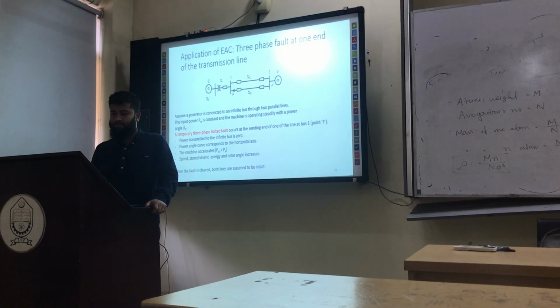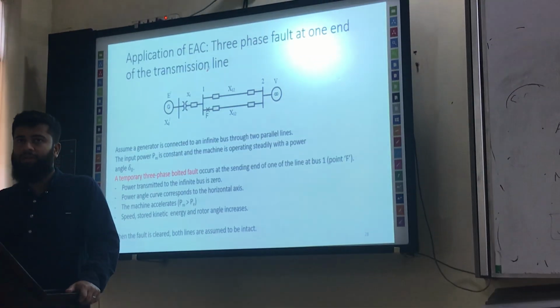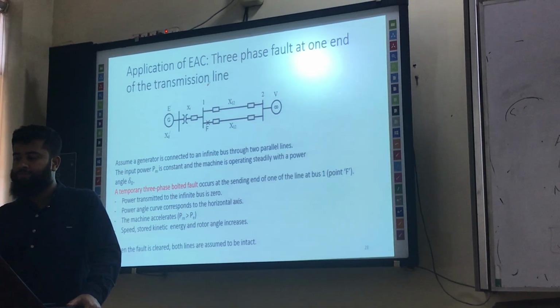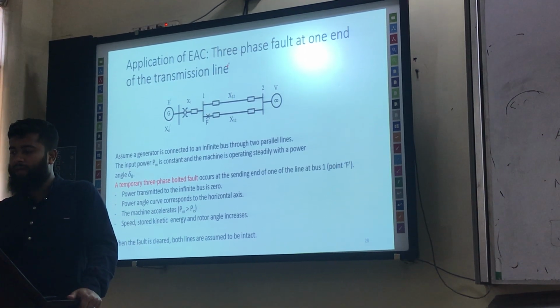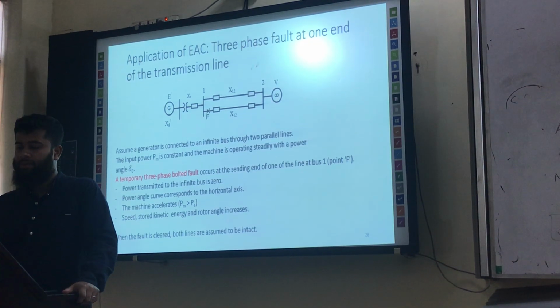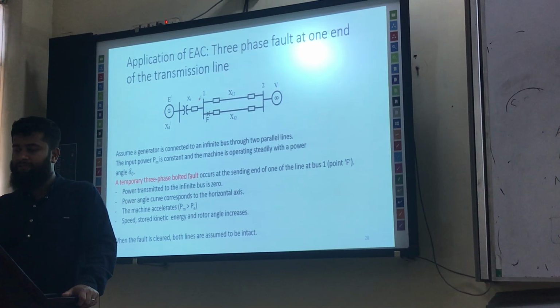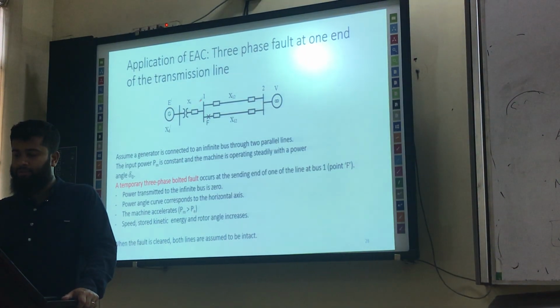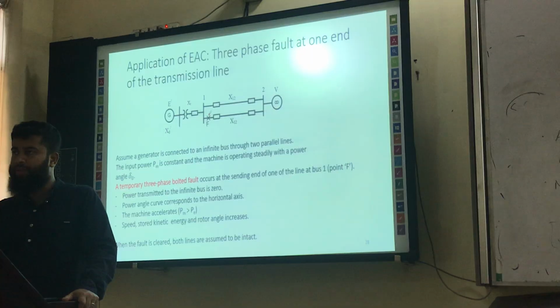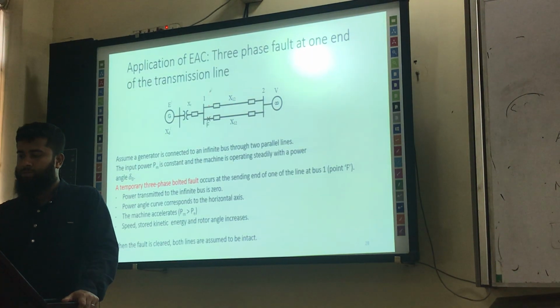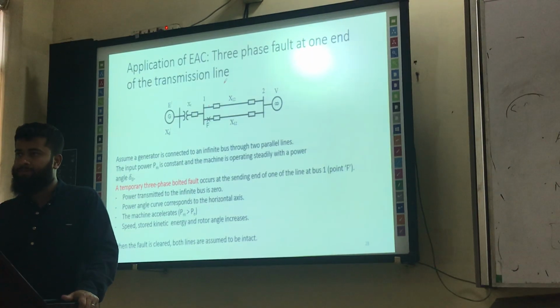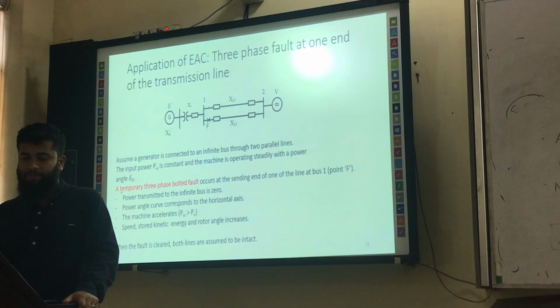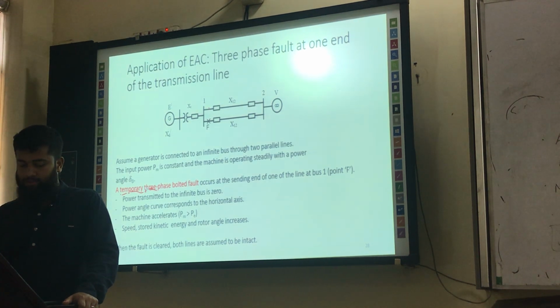Started this topic, this is another application of equality of diagonal or ESC. And this is the three-phase fault at one end of the transmission line. So this is our single machine equivalent bus system, and this fault is occurring at one end, that is, we are at the sending end of the bus. And this fault is actually the three-phase fault. And more specifically, this is temporary three-phase voltage. The last class we explained these terms.